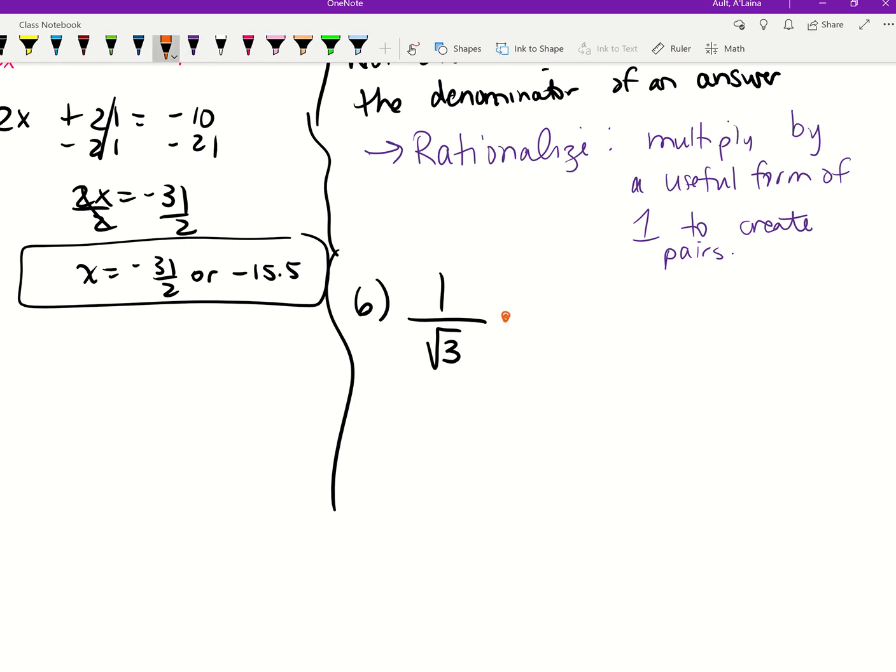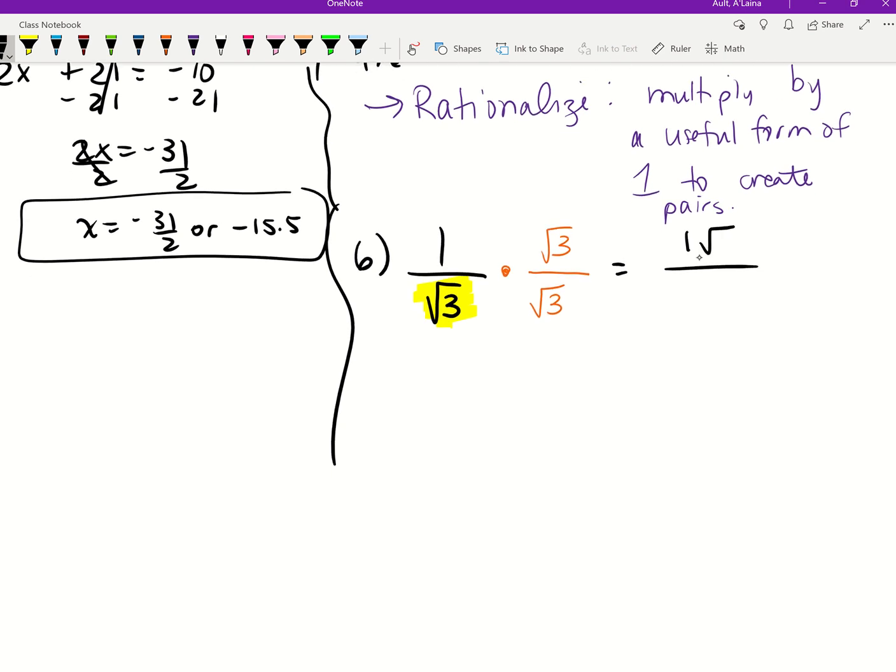I'm going to multiply this by a useful form of 1. Well, the form of 1 I'm going to choose, 1 can be formed anytime you have the same number on the top and the bottom. That's 1. Here, this is also 1. Those just aren't useful forms in this problem. Here's a useful form of 1. I'm going to multiply this by root 3 over root 3. I chose that because I wanted to duplicate what was already on the denominator. The reason I'm doing that is because then when I multiply straight across, this 1 stays on the outside.